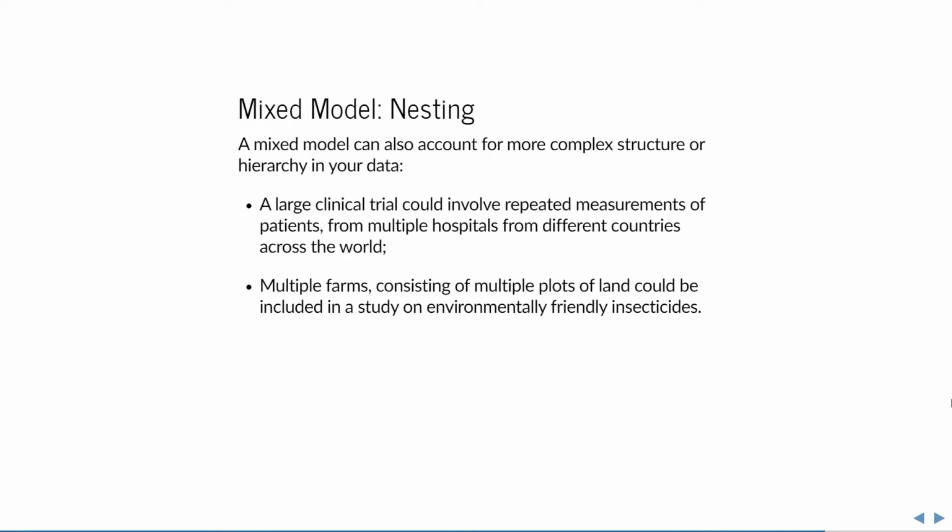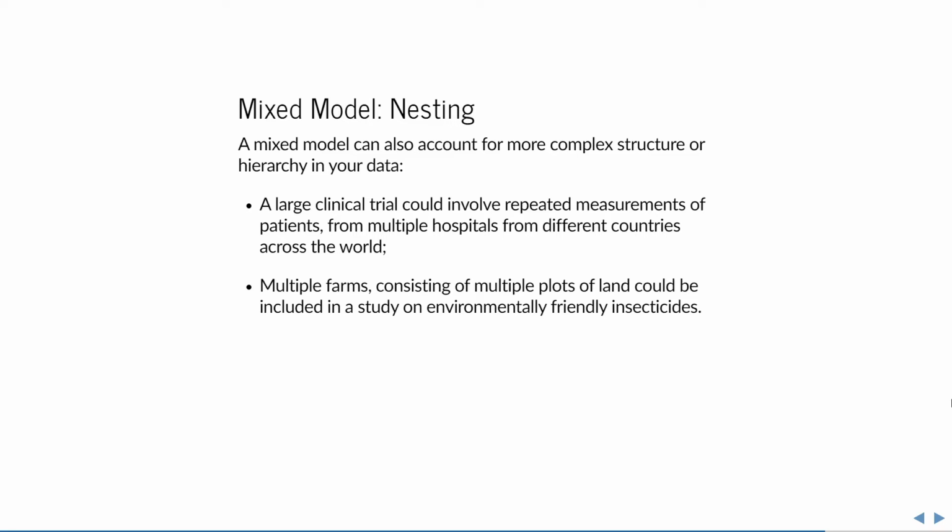Right, so a mixed model can not only account for these single dependencies that I mentioned, but you can have way more complex structures or hierarchy in your data. So let's say that you have a very large clinical trial involving repeated measurements of multiple patients from different hospitals and across different countries across the world. Because like I said before, if you want to generalize the results to the whole human population, you can't use one country. So we have multiple countries and multiple hospitals per country.